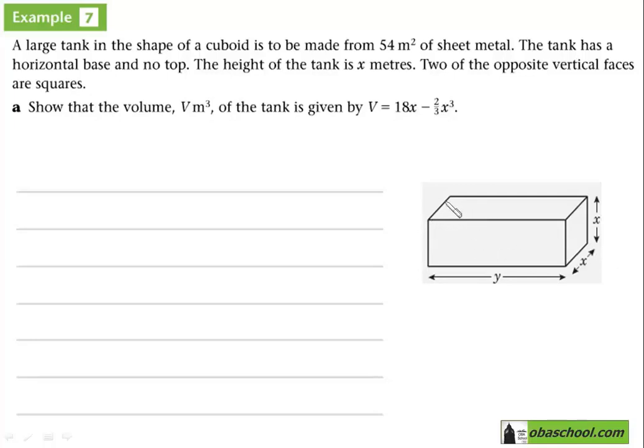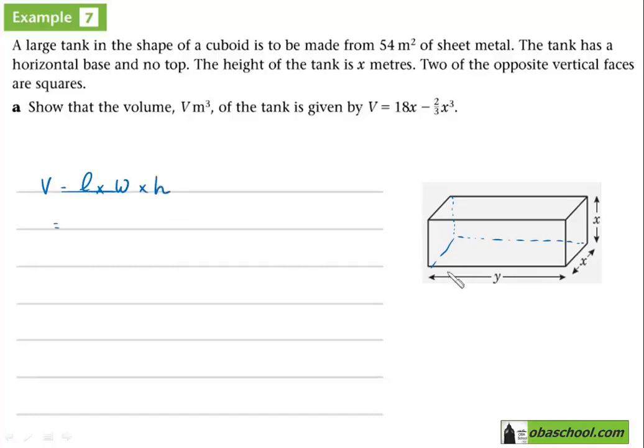We need to remember that if it is a rectangle, then it is going to look like this. The blue dotted lines are the sides that we cannot see. And as we said, there is no top. Part A. Show that the volume V m cubed of the tank is given by V equals (18x minus 2x cubed) over 3. So the volume for the normal cuboid is length times width times height.